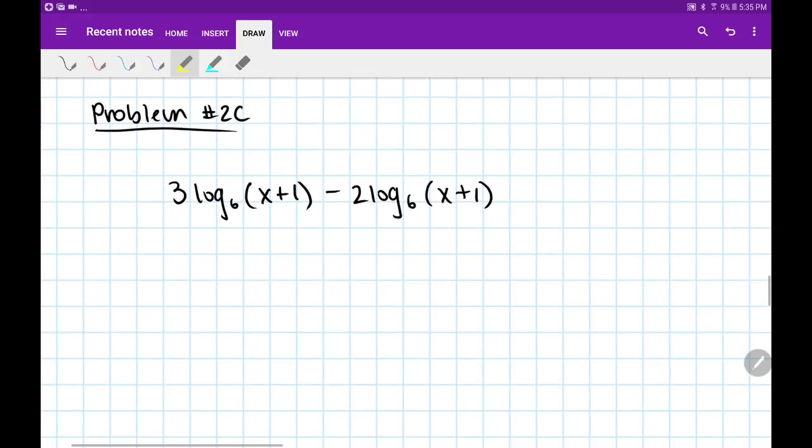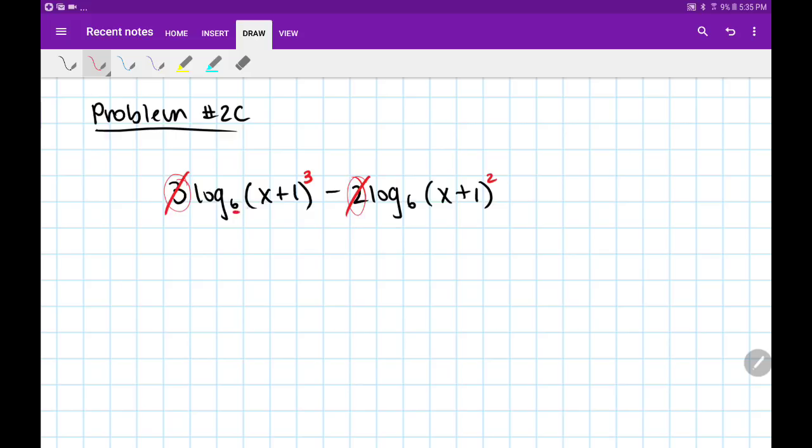Number 2C. Okay, we got to condense. Got a little bit more going on here, but same steps. First, let's make our exponents visible. So I see I have a number in front. I also have a number in front of my log here, so I cross them out. That becomes cubed. Cross it out, that's really squared. And I'm ready to condense.